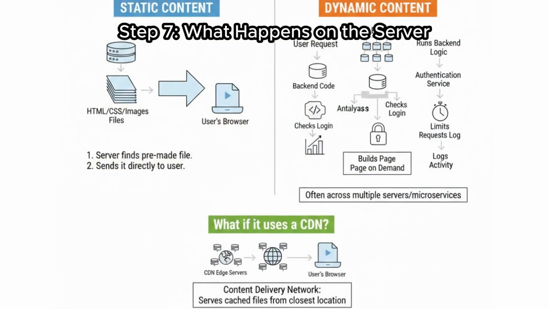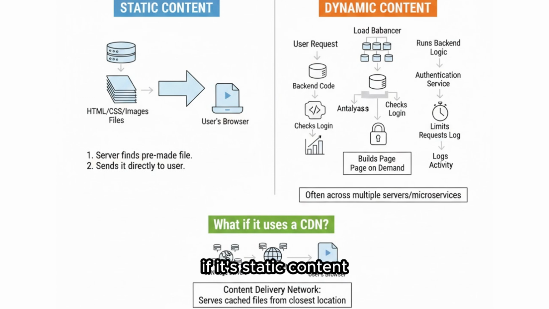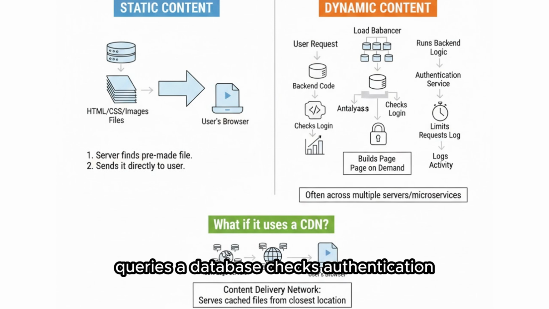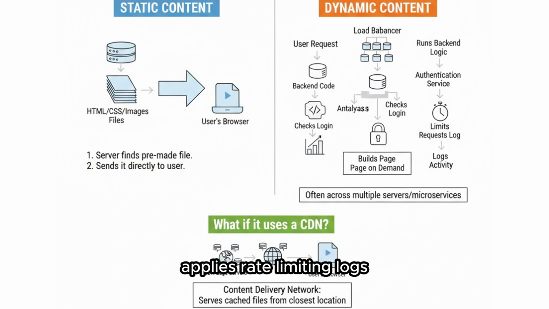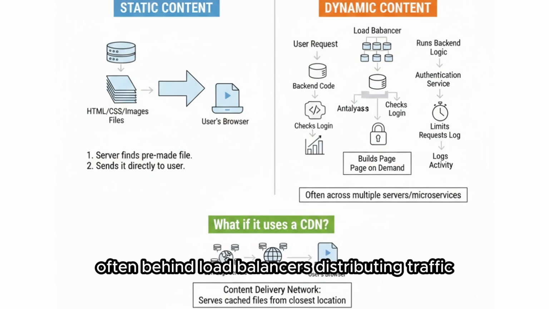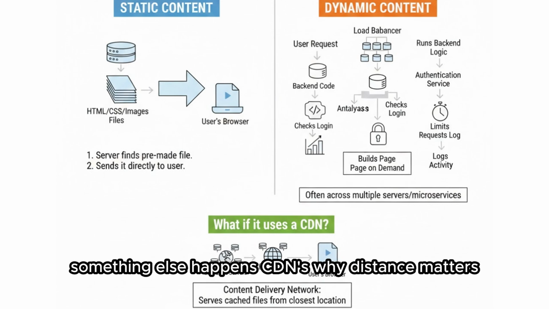Step 7. What happens on the server? Now the server receives your request. If it's static content, it just grabs a file and sends it. If it's dynamic, it runs backend code, queries a database, checks authentication, applies rate limiting, logs analytics, generates HTML. On big websites, this may happen across multiple servers and microservices, often behind load balancers distributing traffic. And if the site uses a CDN, something else happens.